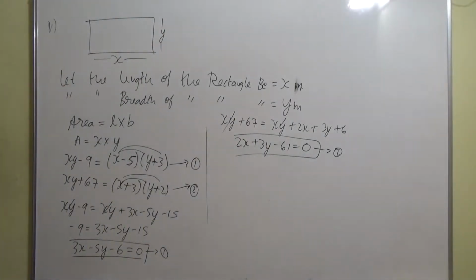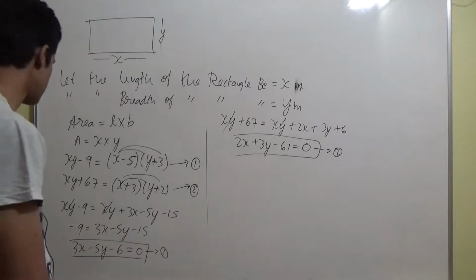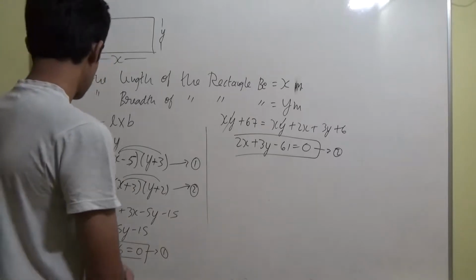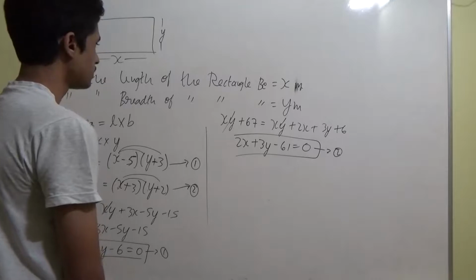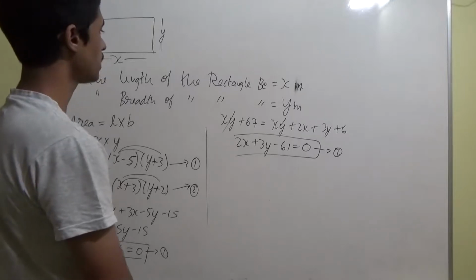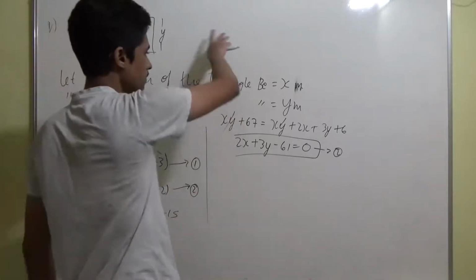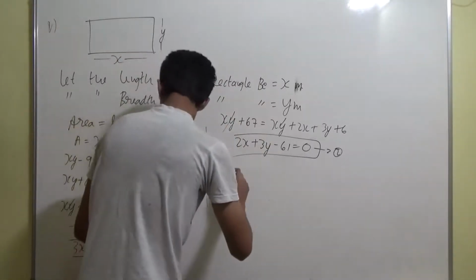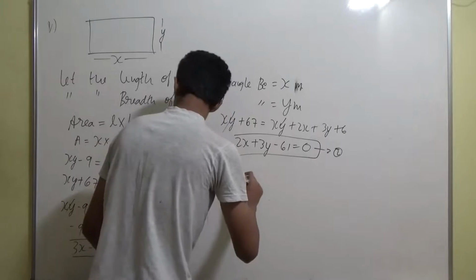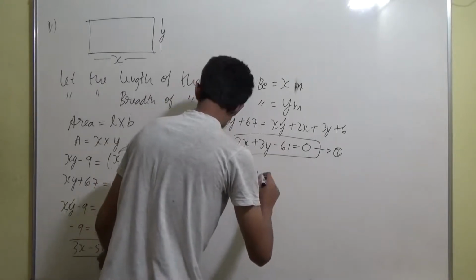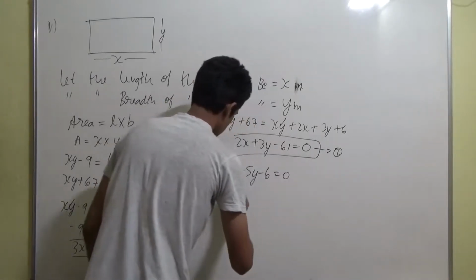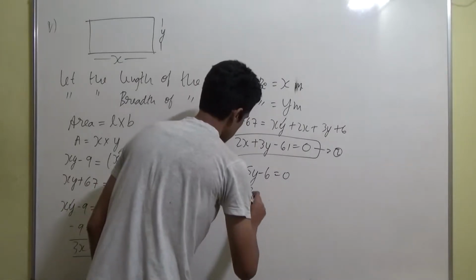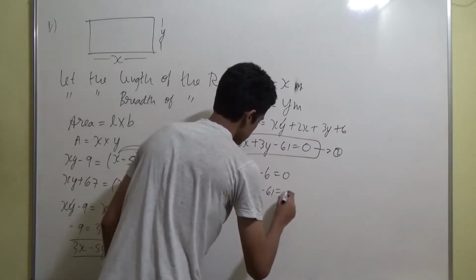Now let me write both the equations next to each other and start solving them using any of the methods. So where shall I write it? I'll write it here itself. So 3x minus 5y minus 6 equal to 0. 2x plus 3y minus 61 equal to 0.